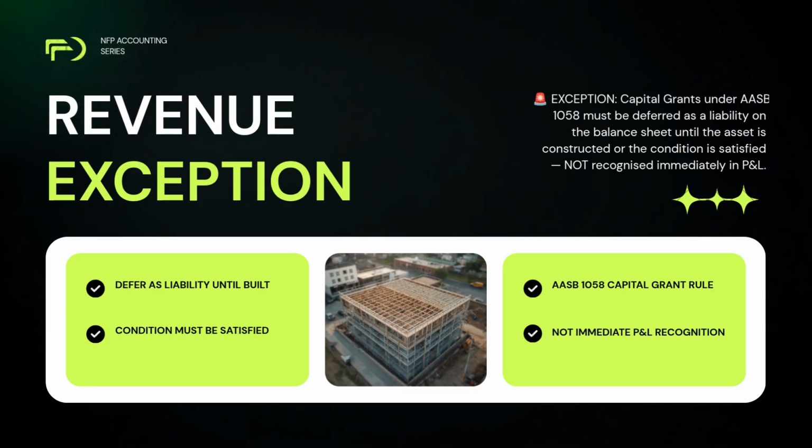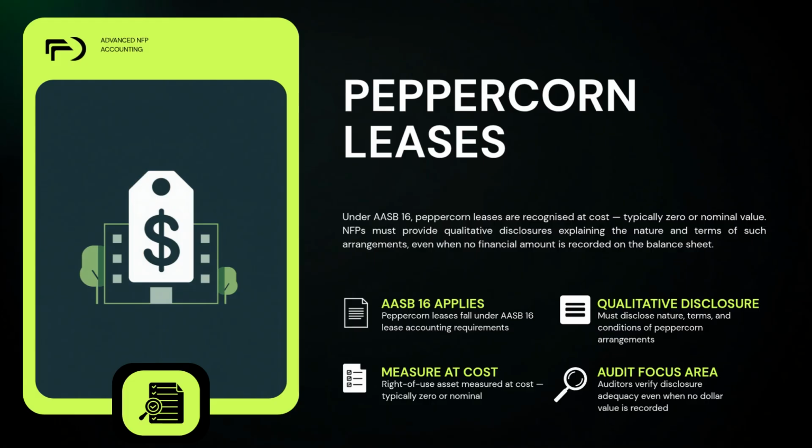If you receive funds specifically to construct or acquire a recognizable non-financial asset, like building a new community center, you defer that income as a liability and recognize it as revenue as the asset is built. Revenue isn't the only trap. Let's look at three other standards where NFPs frequently stumble.